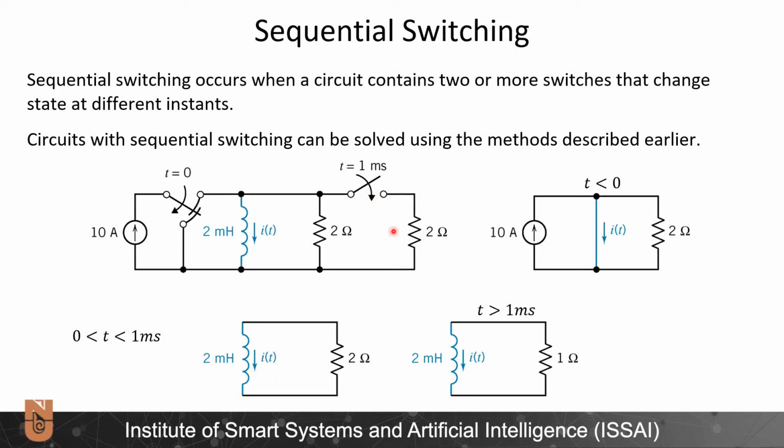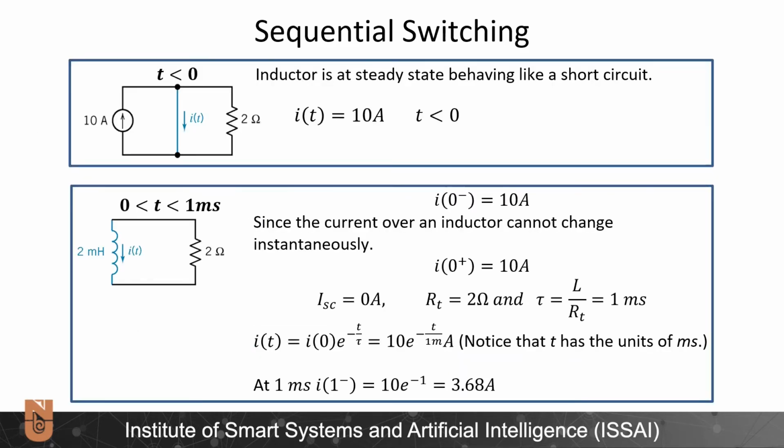At t equal to 1 millisecond, the circuit will be disturbed again. Specifically, this 2 ohm resistor will be connected to the rest of the circuit, and we end up with 2 ohms in parallel with 2 ohms, a 1 ohm equivalent resistor, and now we need to solve this circuit. Now let us analyze all of those intervals one by one, starting with the earliest interval.